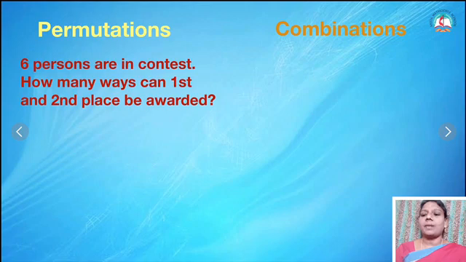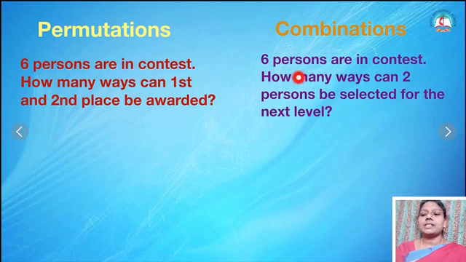But here in a combination, you may see 6 persons are in a contest. How many ways can 2 persons be selected for the next level? At a time, they are picking only two persons. Is that clear? One more example.